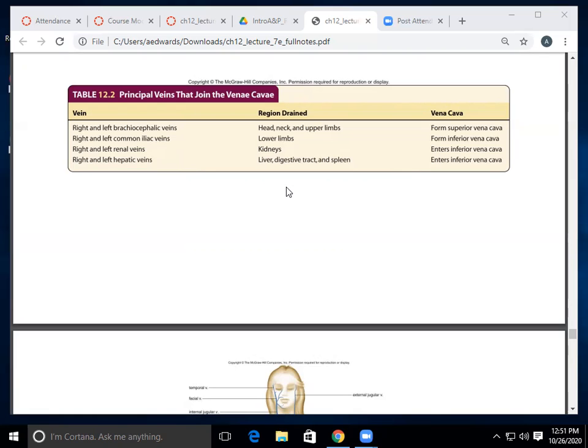Your left and right hepatic veins. Hepatic means liver. Okay, and this is draining your liver, digestive tract, and spleen, and that also enters the inferior vena cava. Okay, and your inferior vena cava and your superior vena cava feed into your right atrium. Okay, returning that blood back to the heart.